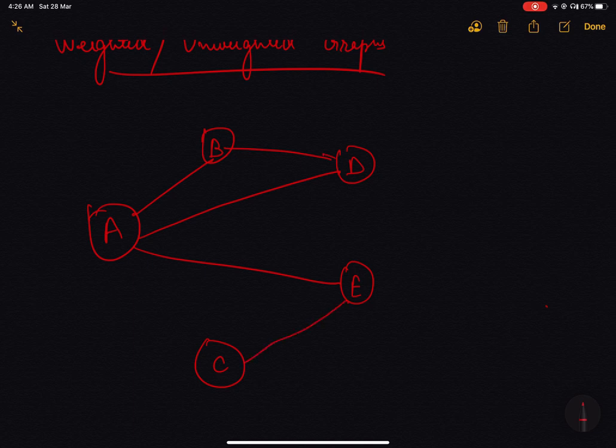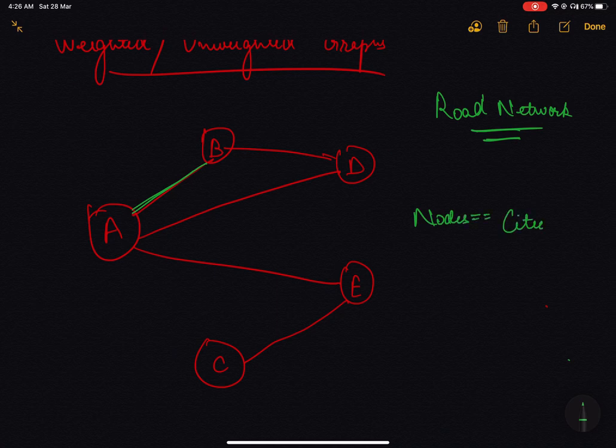Suppose this time our graph is representing a road network of a city. What I mean by a road network is that if there is an edge from node A to node B, this means that there is a road from city A to city B. Thus, our nodes here are equivalent to cities and edges are equivalent to roads.